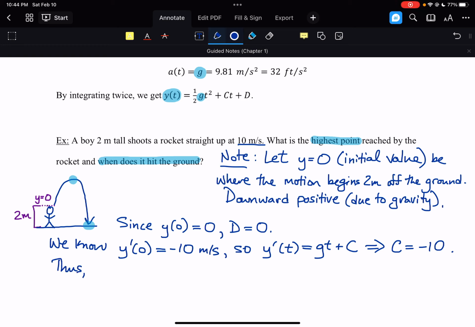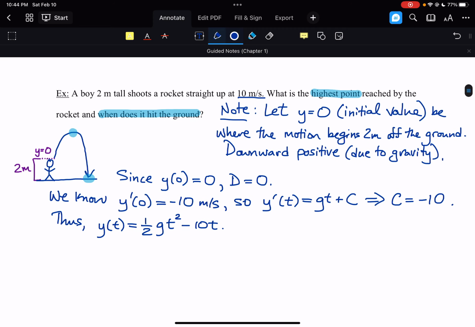Thus, if we know c and d, we know this equation. So y of t is 1/2 gt squared, again where g is that force of gravity, minus 10t, and then plus 0 because the d is there, so we don't need to write that. So this is the formula that we're going to be working with.